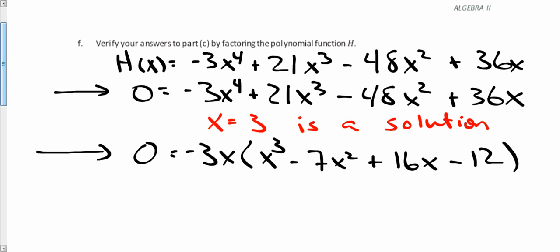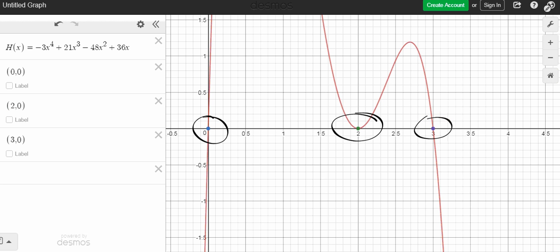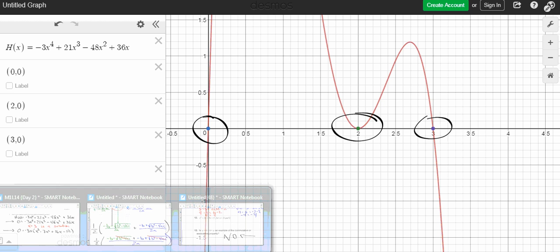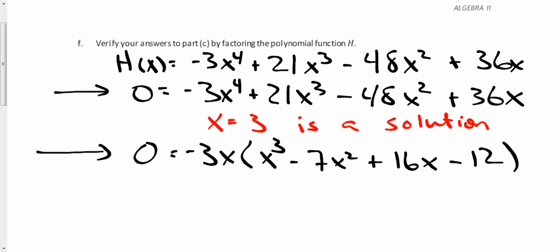Now, here's what I want to ask you. X equals 3 is a solution to this, right? What else is a solution? Let's go back to my graph. X equals 0 is a solution as well, right? X equals 0 is also a solution. Let's look at our equation. If I put 0 in for x, what does 0 turn this thing into?